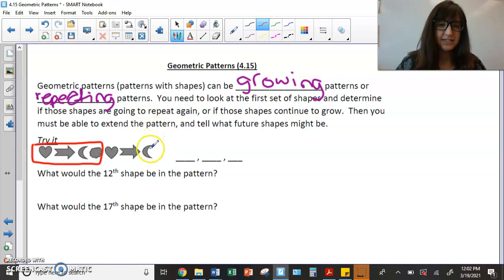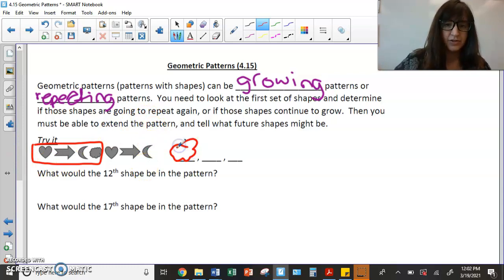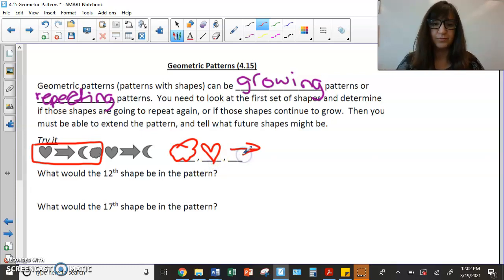If I were going to extend this pattern, after my moon would come the cloud. Sorry, that's a silly looking cloud there. Then after the cloud, I would have another heart, which would then come with an arrow afterwards. So I could continue extending this on.